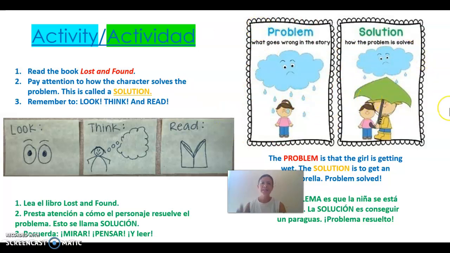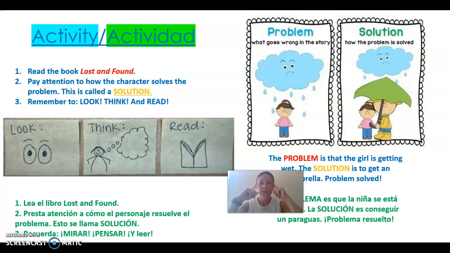So, today you guys are going to read the book Lost and Found, and you're going to pay really close attention to how the character solves the problem. What is the solution to the problem? Remember, we're still going to be looking, thinking, and reading. That's our strategy. You guys have practiced it so much. I know you're getting so good at it.